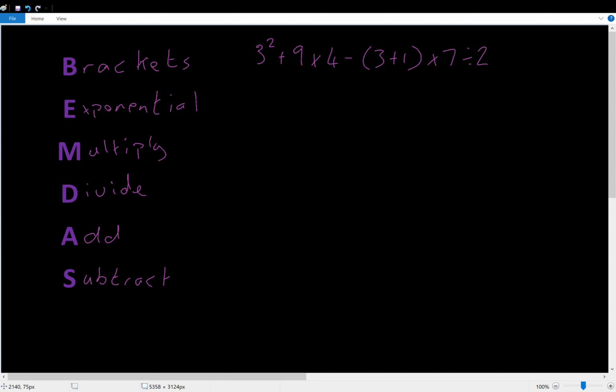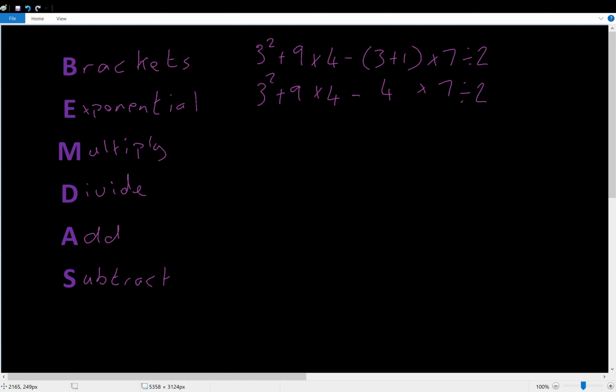Our first step is going to be brackets. So inside our brackets we have 3 plus 1, which is 4. And then we can fill in everything around that. So we've got 3 squared plus 9 times 4 minus our 4 from our brackets, and then times 7 and divided by 2. And the mistake some people would make at this point is they would take the 4 from the 4 and get 0 in the middle here. But we're not going to do that because we're following the order of these on the left.